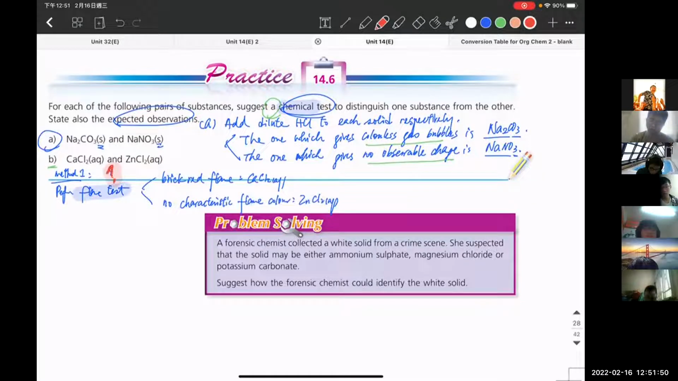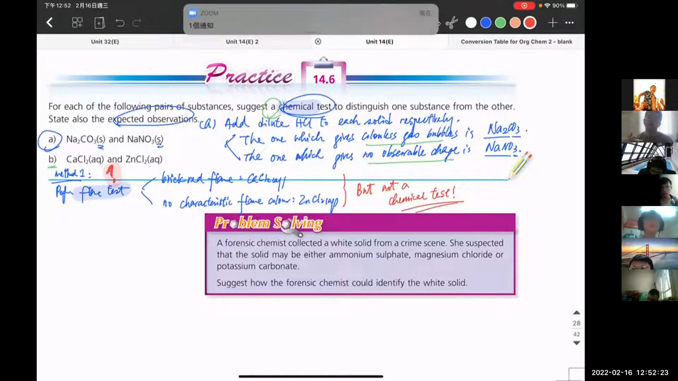So if you just suggest a test, this method one is okay. But if you say a chemical test, this method is not okay because flame test is not a chemical test. So what does chemical test mean? A chemical test is a test in which I add a chemical to it and they would show their own chemical property by giving you a chemical reaction.